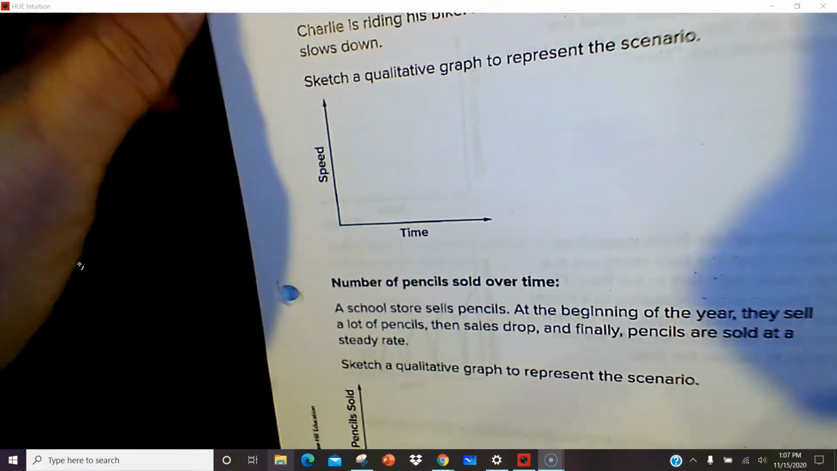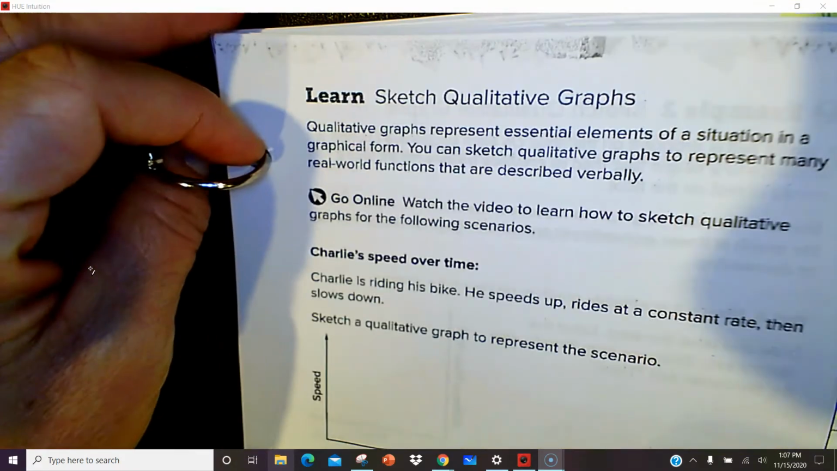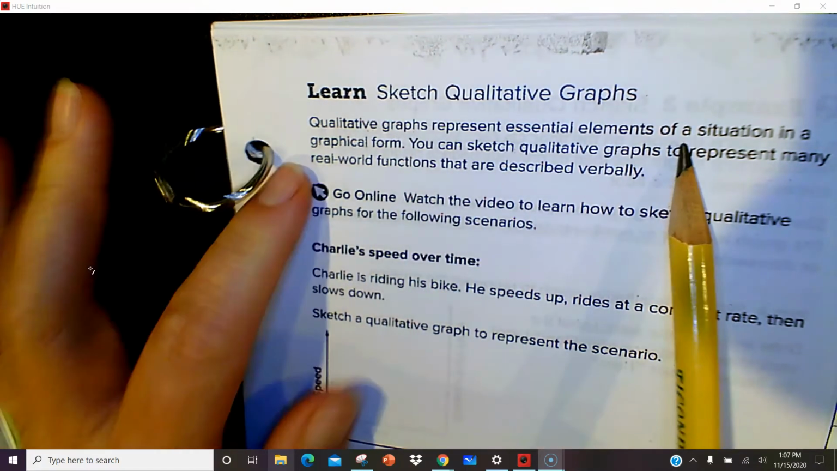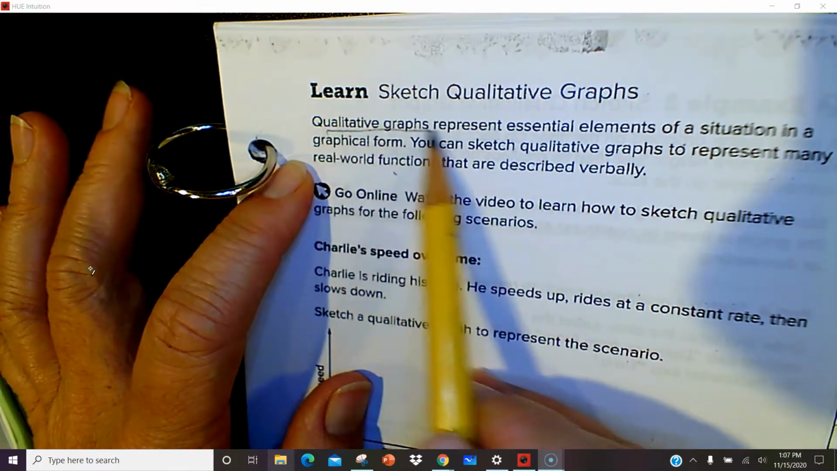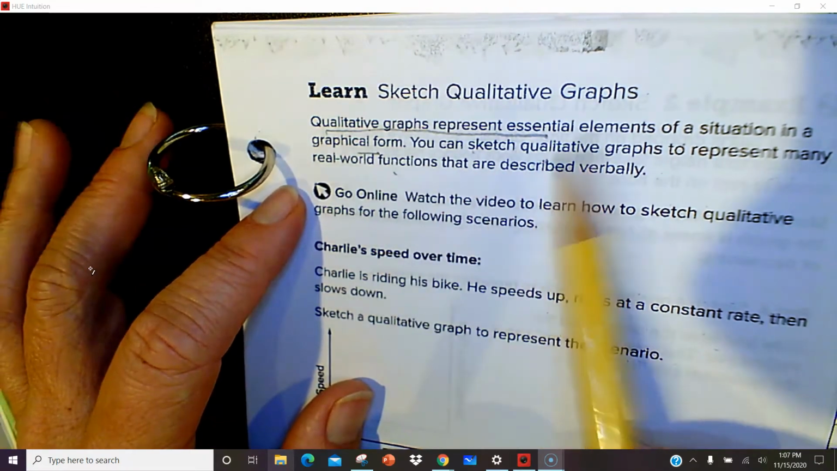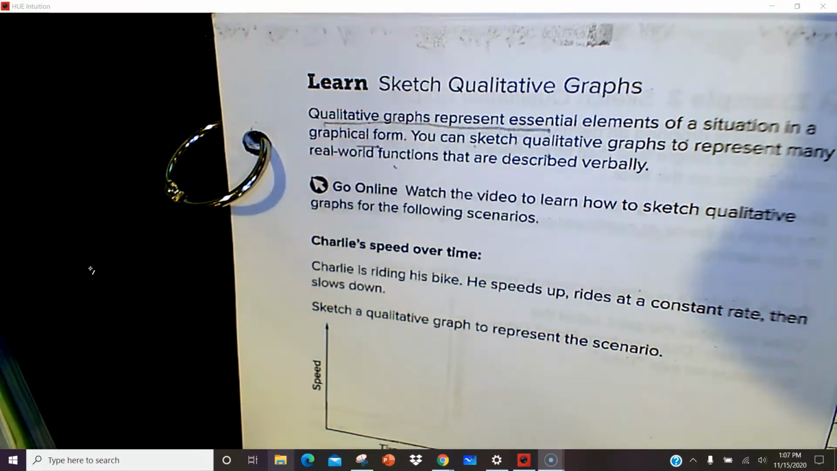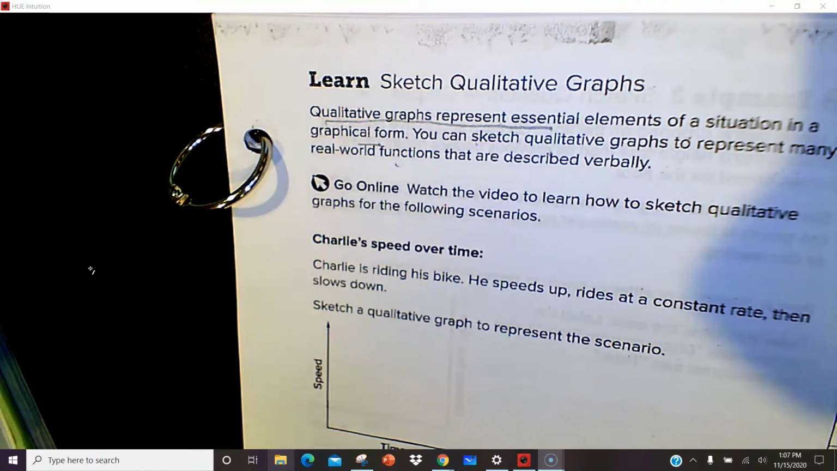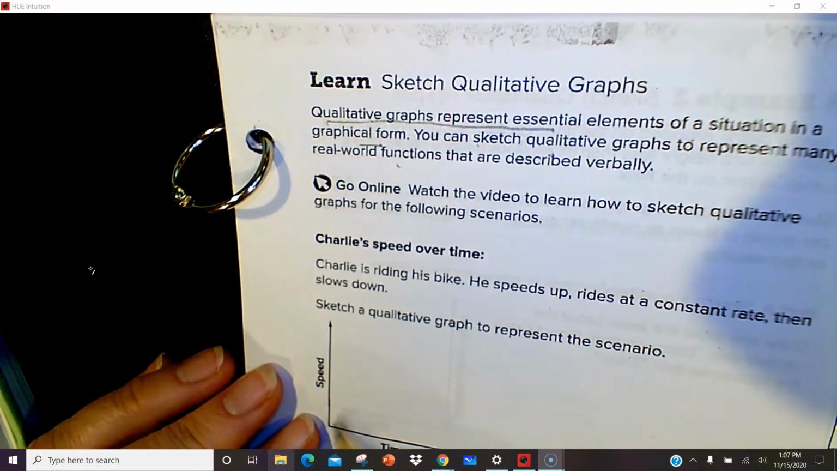Now, we're going to sketch some qualitative graphs here. This might be kind of fun, might be kind of scary. Qualitative graphs represent essential elements in a situation in graphical form. That's what they do. They represent situations in graph form. We could sketch them, and it's going to look a little bit different, and that's okay. Your graph will look different than my graph, will look different to the person next to you. That's okay. They're going to be a little bit different depending on how they interpret their graphs.